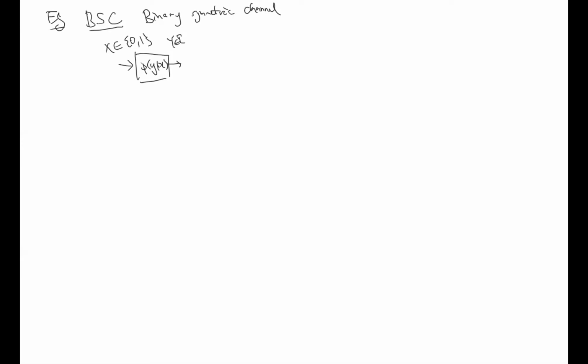So the simplest example would be the binary symmetric channel. This is probably the simplest discrete memoryless channel you can imagine. I have the input here, p(y given x). The input is binary, so it's 0 and 1. The output is also binary, also 0 and 1.